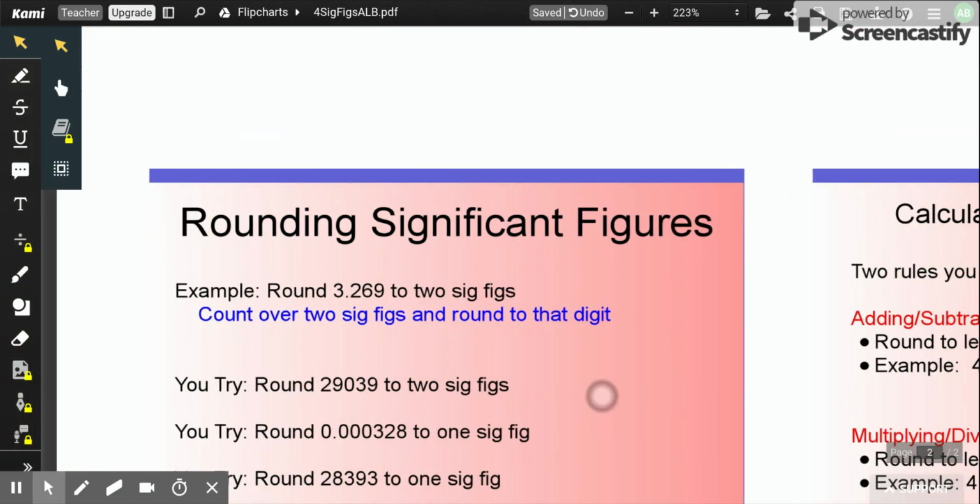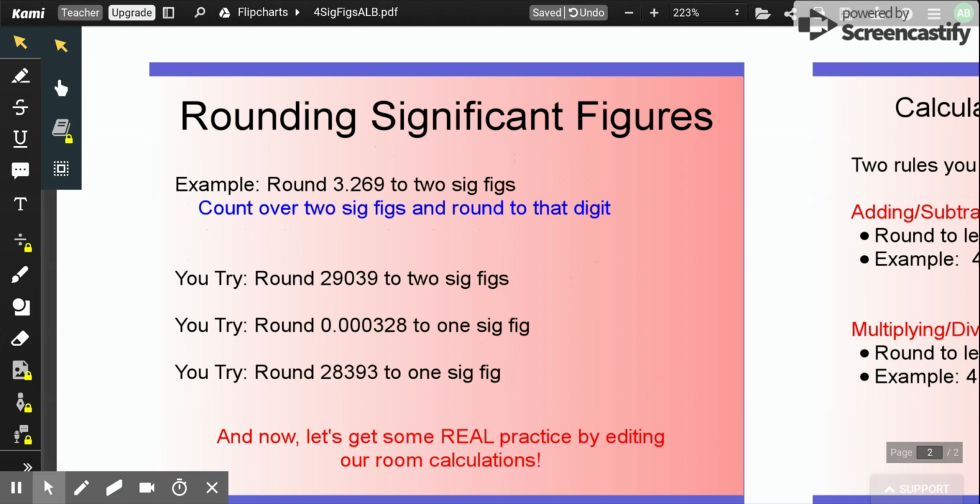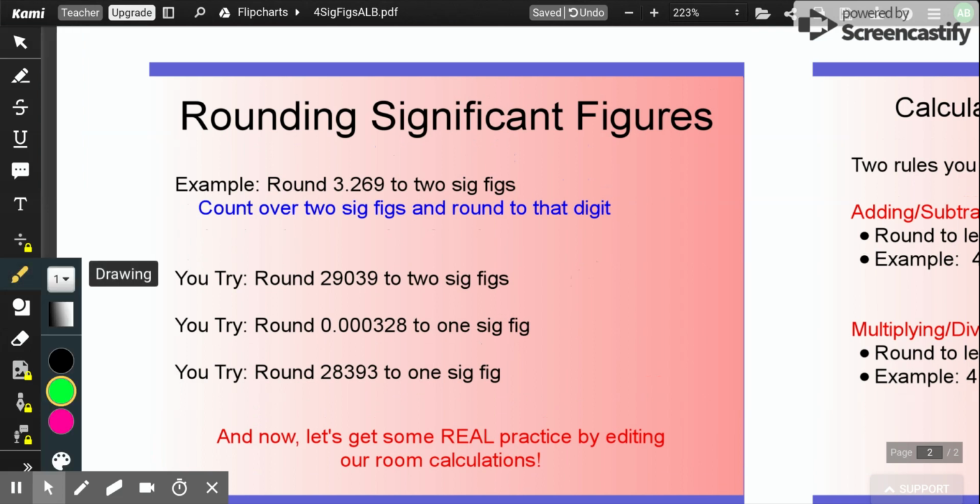So, rounding significant figures. What we're going to do is count over however many sig figs we get, and then we'll round the next number. If it's 4 or lower, it's going to remain the same. If it's 5 or higher, we will round up. So for this one right here, round 29039 to 2 sig figs. Well, that means I get 1, 2. Those are the numbers I get to keep.